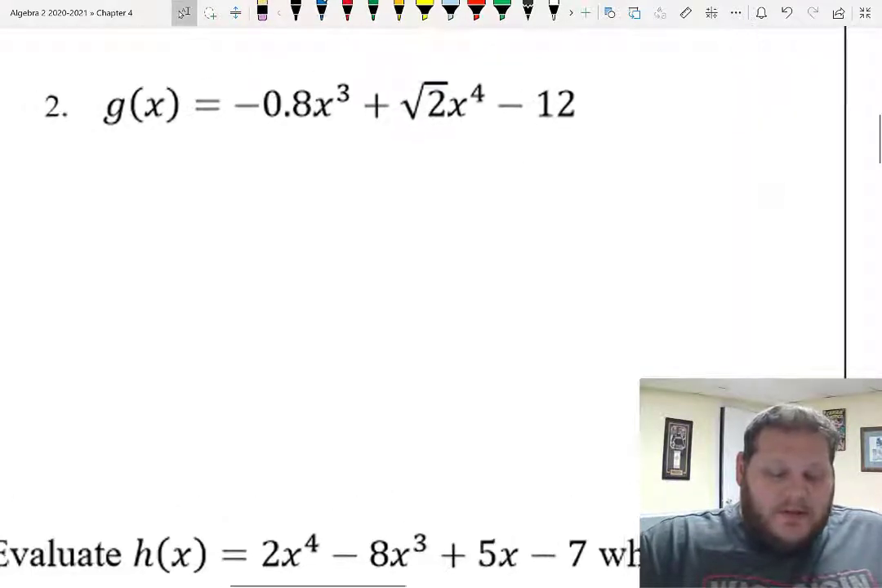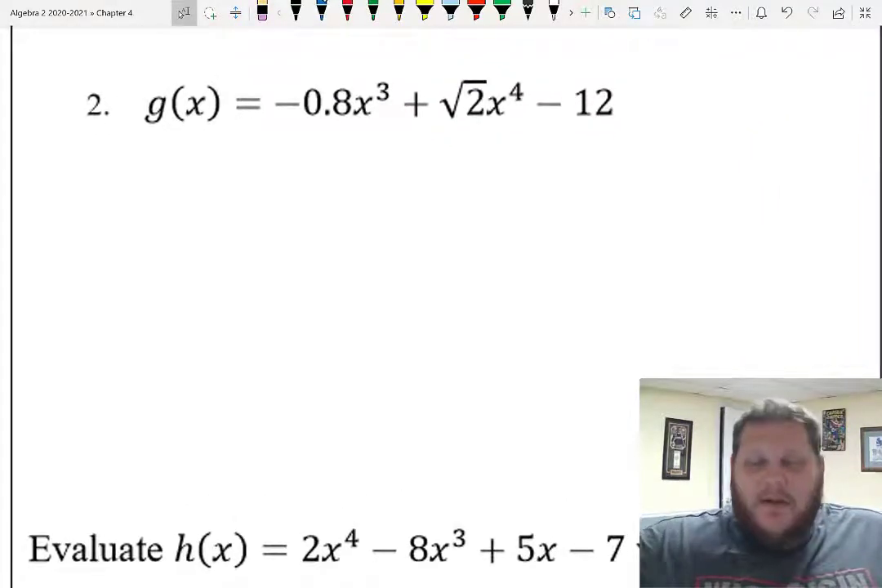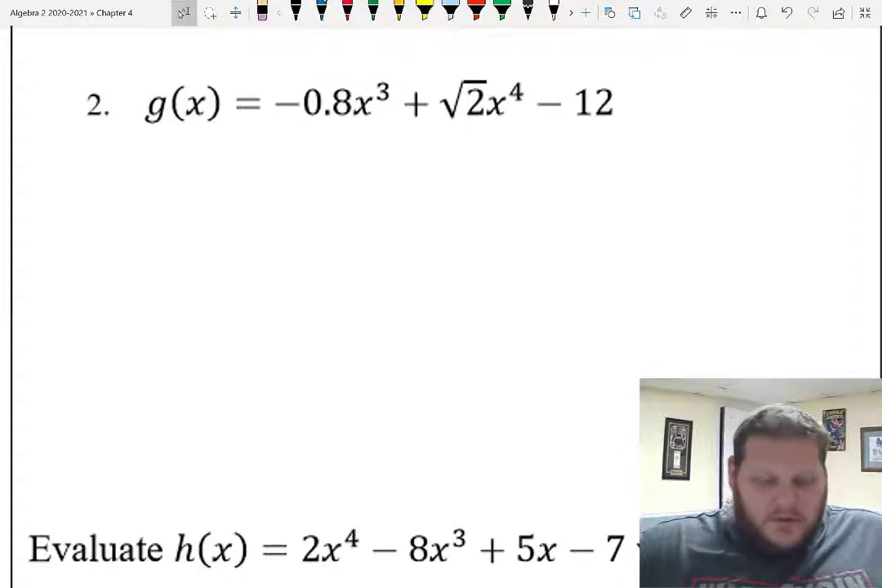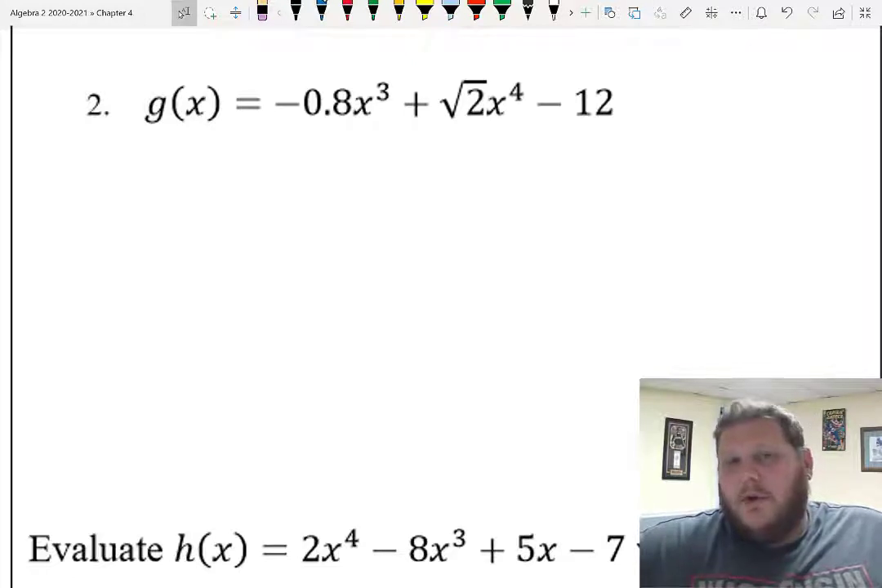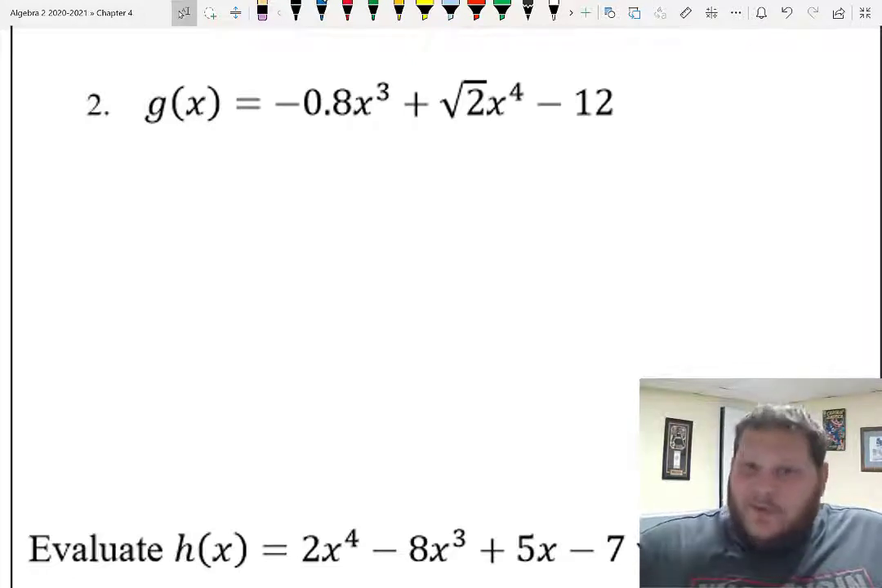Moving along to number 2. Number 2, again, same instructions. If this is a polynomial, if it is, put it in standard form, identify its degree, type, and leading coefficient. So here, my coefficients are all real numbers, right? Negative 0.8, square root of 2, and negative 12 are all real numbers. They can be decimals or fractions or any of that sort, but that's okay for the coefficients. My exponents are all whole numbers, and my bases are all my variables.